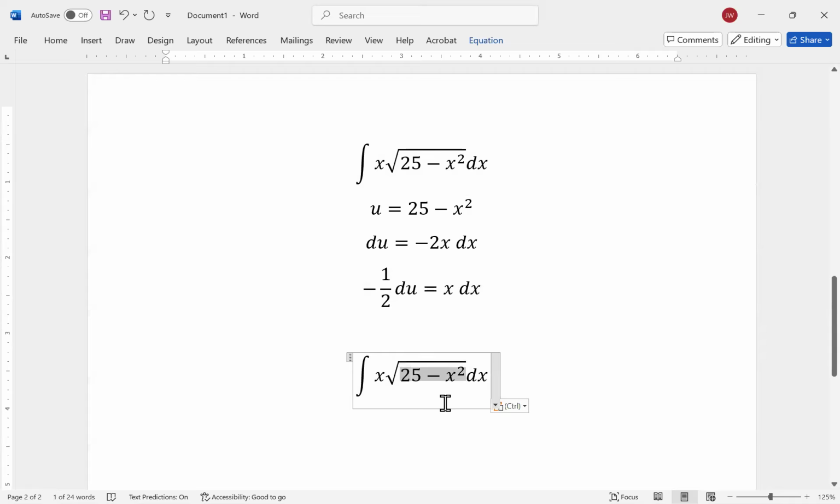This whole thing underneath becomes a u. The x and the dx are going to pair together, and that's going to get replaced with a negative 1/2 du.